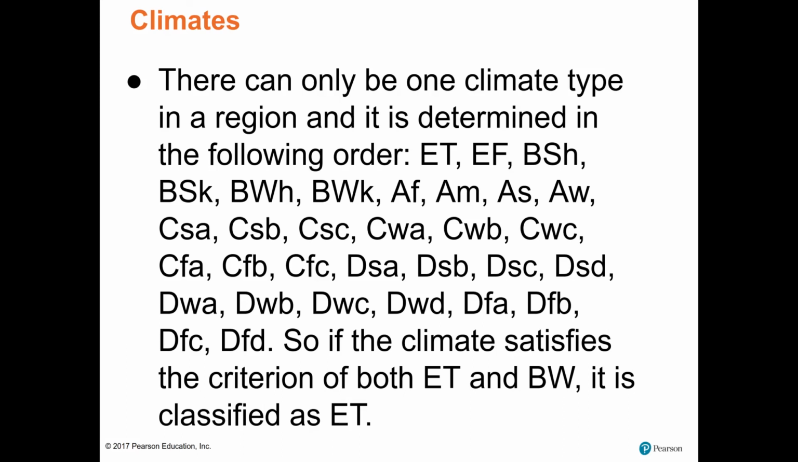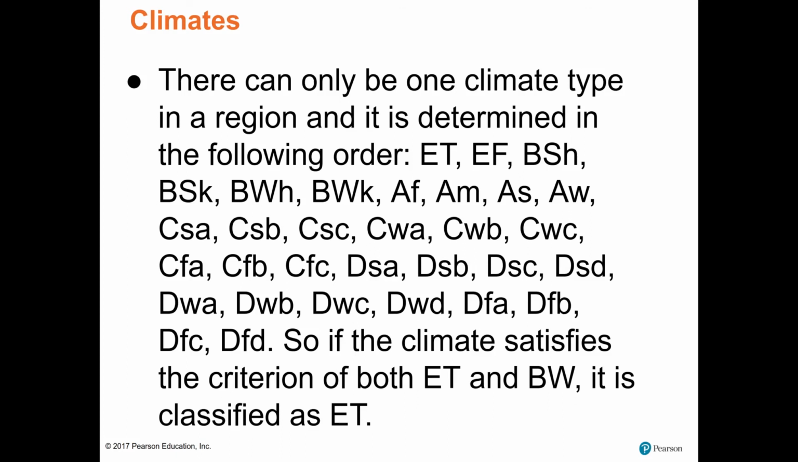So on the spreadsheet, it's got this information that there can only be one climate type in a region, and you have to check the climates in the following order. This is the full order of operations. And I'm not going to read the whole list, but you can see that you check, is it some sort of E, followed by hot steppe, hot desert, cold desert. AF is tropical rainforest, AM is tropical monsoon, AS is summer dry, AW is winter dry, and then the CS, CW, CF, DS, DW, DF. So that is the full list of climates in the order that you check them.